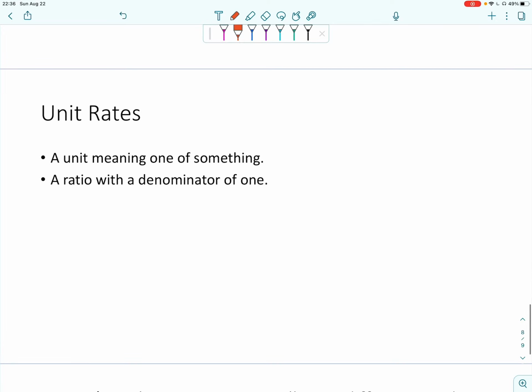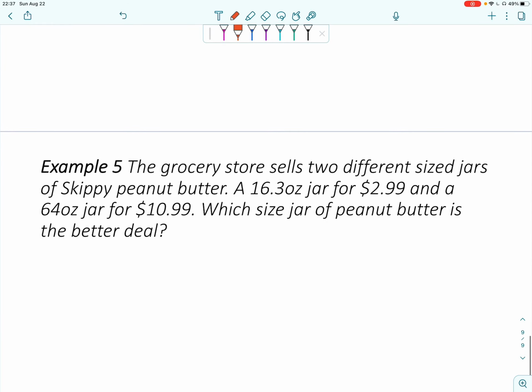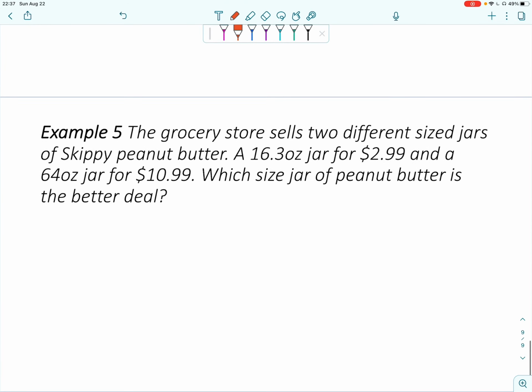So one last thing in this section is unit rates. A unit rate is a unit, meaning one of something, or it is a ratio with the denominator of 1. The most common place we see unit rates is when we're looking at the cost per something, the price per something. So I have one example where we're going to look at that.